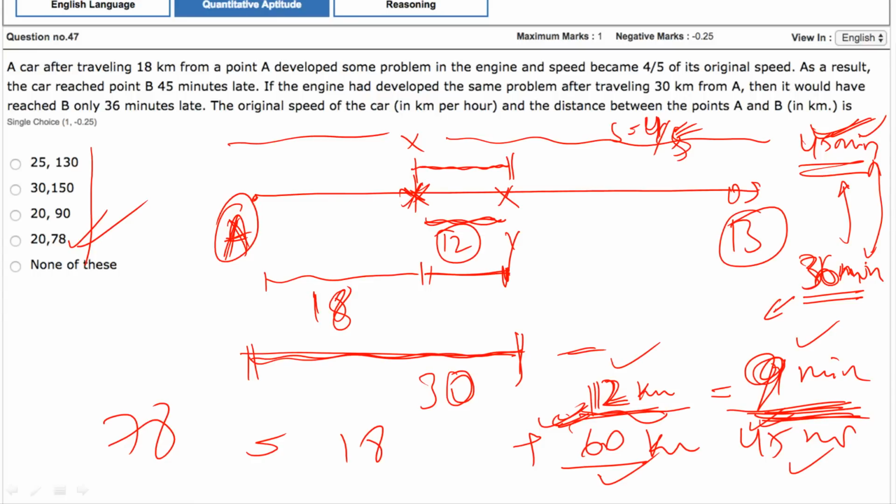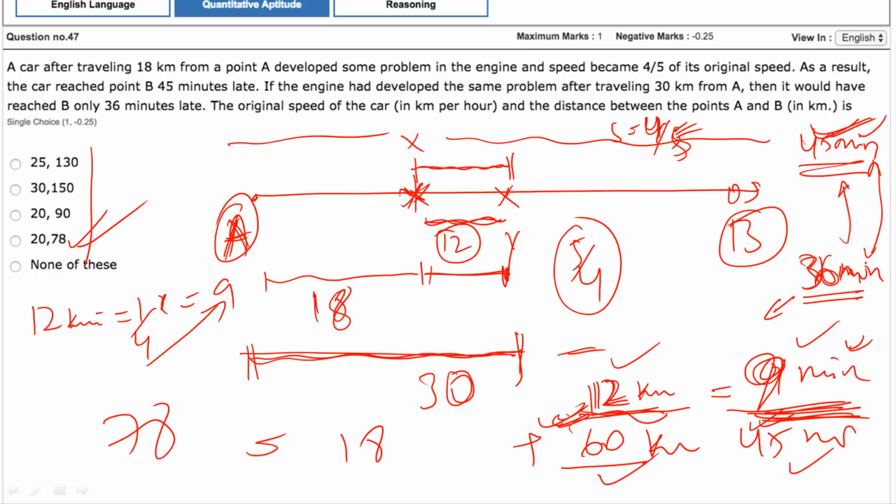Now let us suppose it did not strike us. So now this 12 kilometers causes me a 9-minute delay. Being 9 minutes late, basically what does it mean? That I am taking 5/4 of the time. So 5/4 of the time means I am taking 1/4 extra time, right? 1/4 of x is the extra time, which is 9. So that means the actual time taken is x equal to 36 minutes. I hope this is clear.